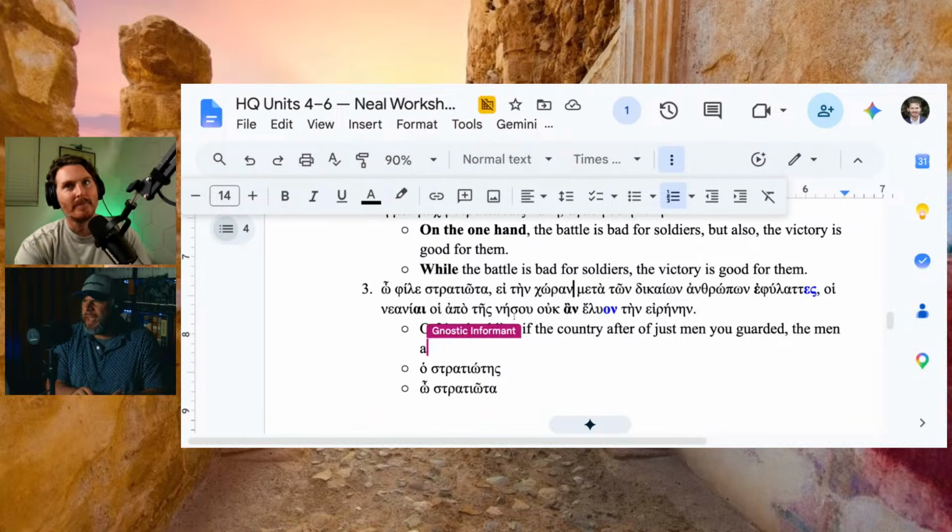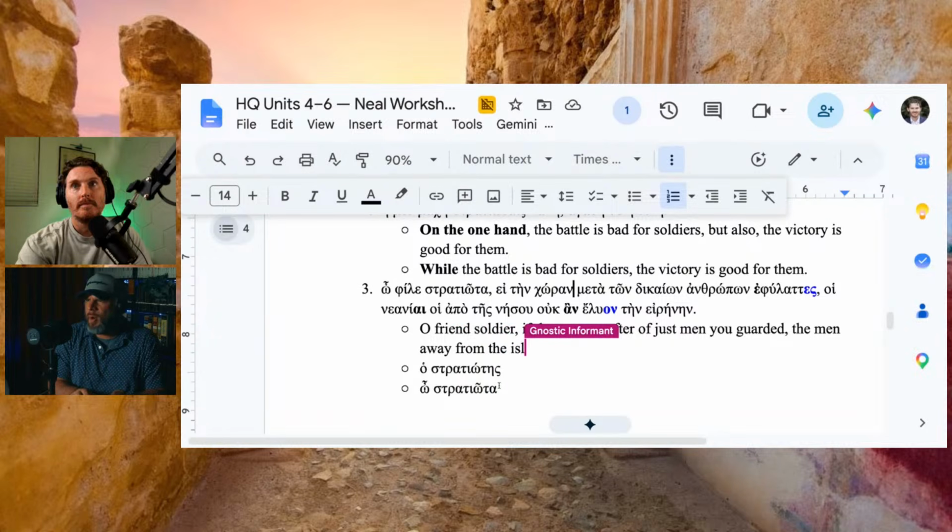Apo, away from the island. Apo tes nesou is from the island, right? Right. From the island. You could say away from the island. Out from, from. What is ouk? Out of or from? No. Apo is from. Ouk is something completely different. Not. Not, right.